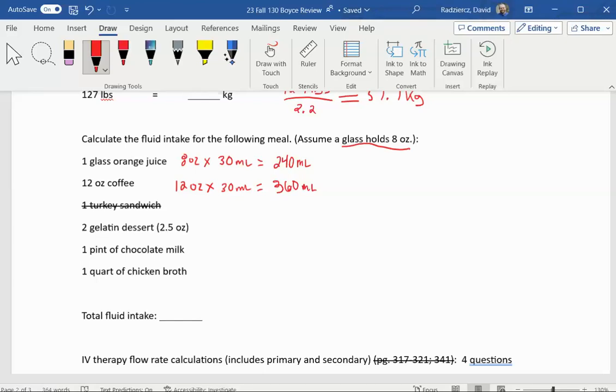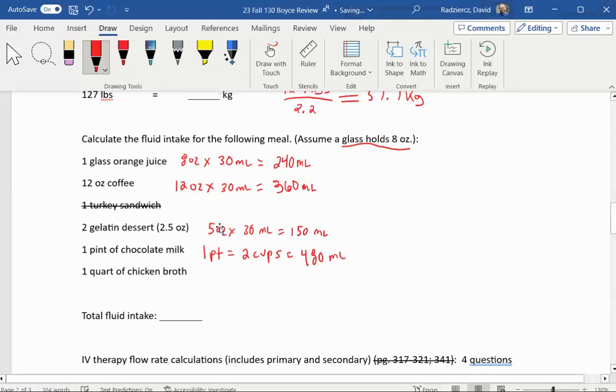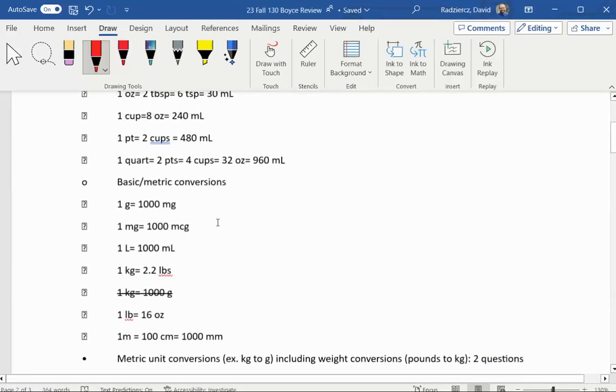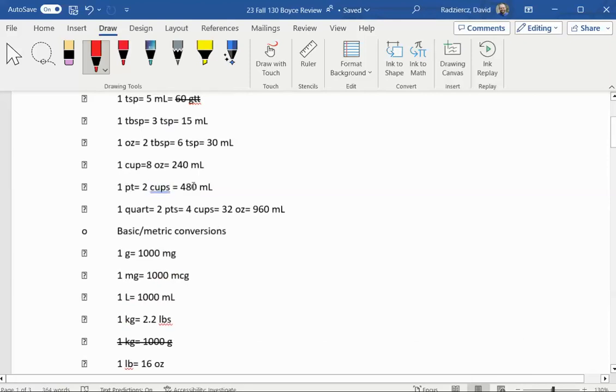2 gelatin desserts. So 2 times 2.5 ounces is 5 ounces. So that's another 150 milliliters. A pint of chocolate milk. So you should know that 1 pint, and I'm just going to abbreviate that, is equal to 2 cups, which equals 480 milliliters. And that was in the, if you scroll up, or if I scroll up, you can see pint, 2 cups, 480 ml.